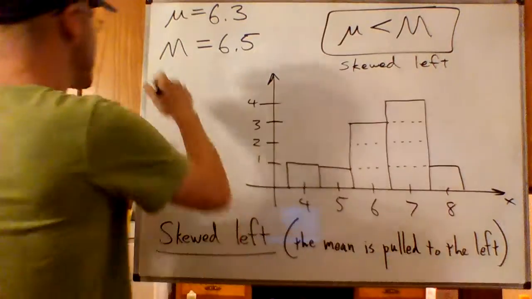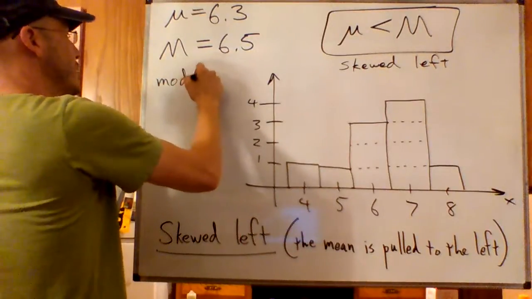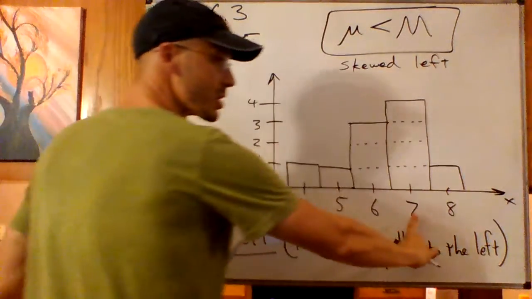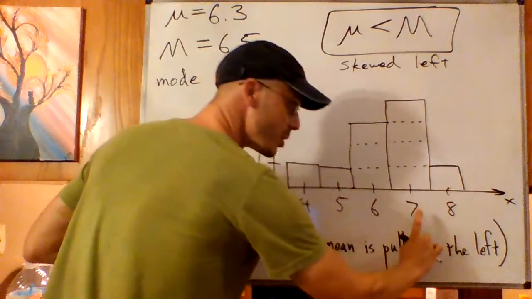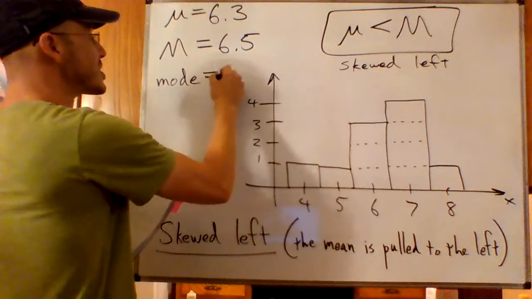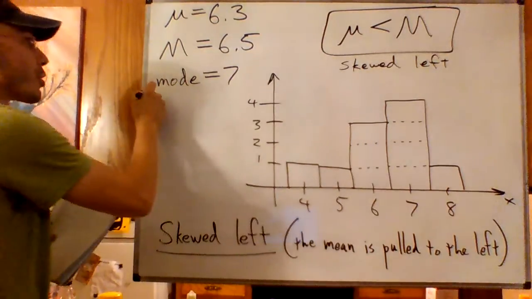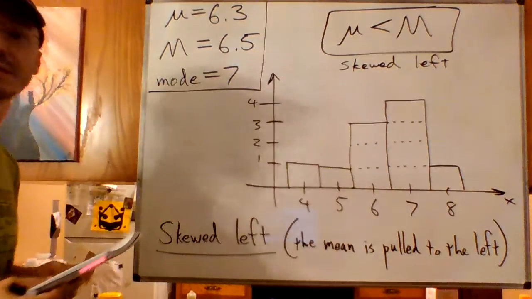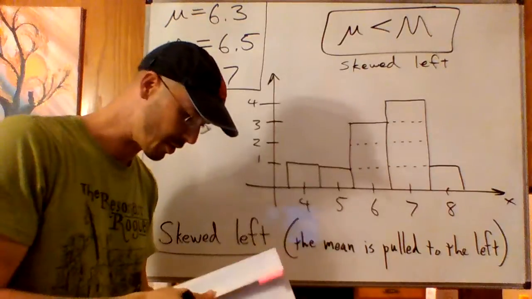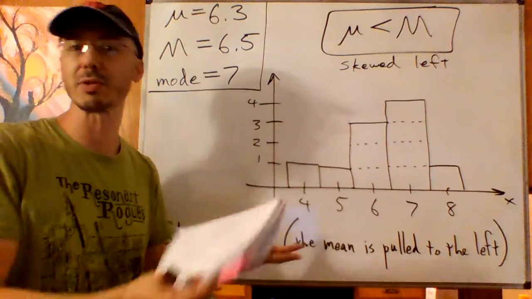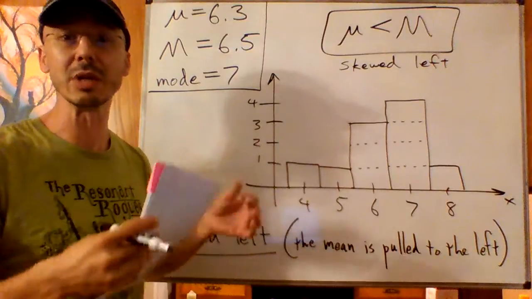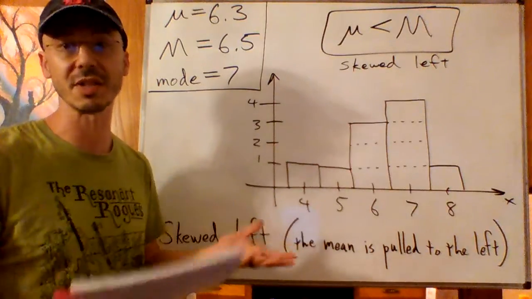And then finally, with this data set, you can tell right away from the histogram which is the most frequent data value. It's 7. The mode is 7. So all three of these are different. I think they were all the same for the symmetric distribution that we looked at. The mean, median, and mode were all the same.